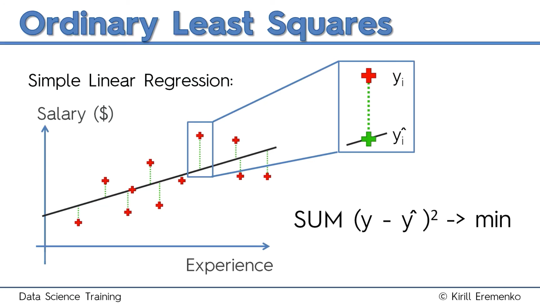So it looks for the minimum sum of squares. It finds the line which has the smallest sum of squares possible. And that line will be the best fitting line. And that is called the ordinary least squares method.